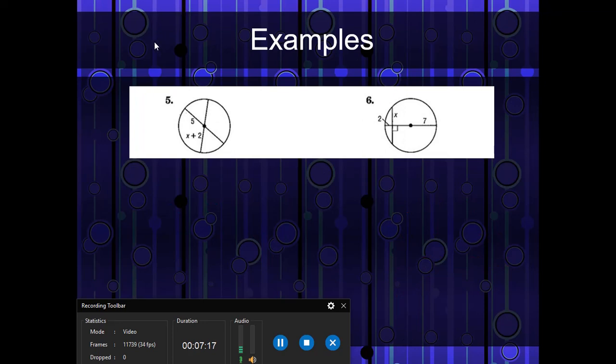In number 5, you can see that these segments do intersect in the center of the circle. So instead of making this more difficult, we know that the radii are equal. So x plus 2 does equal 5, and therefore x equals 3.